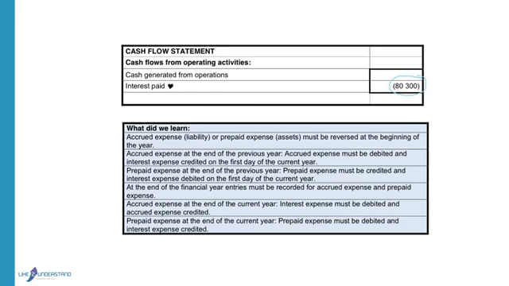What did we learn today? Accrued expense is a liability, and prepaid expense is an asset, and both of them must be reversed at the beginning of the next financial year. Accrued expense at the end of the previous year was a balance on the credit side. Therefore, you will debit accrued expense to close off the account, and you will credit your interest expense account.